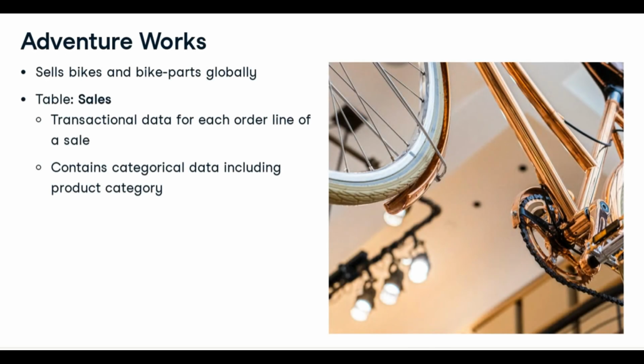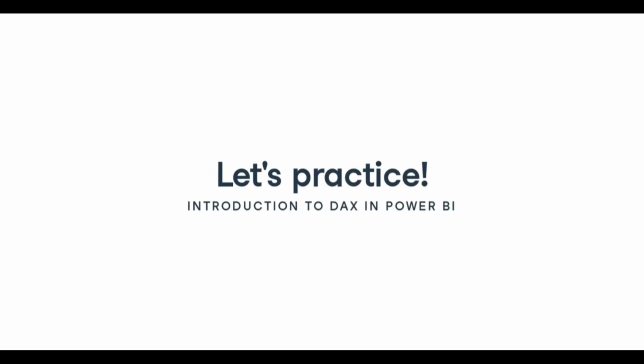In our exercises, we'll be working with data from the fictional bike company AdventureWorks that sells bikes and bike parts globally. We will have a table called Sales, which contains information about every order item purchased. Let's practice.